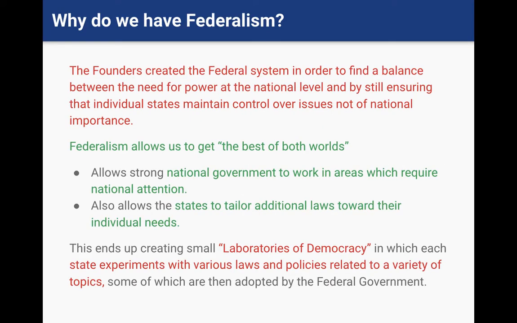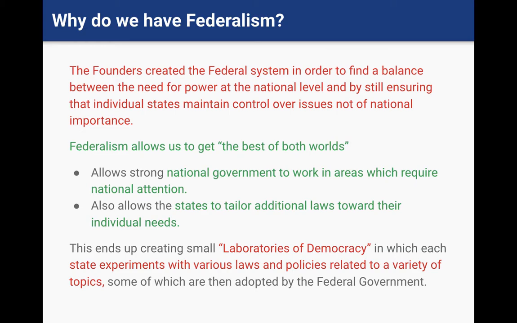Okay? So why do we have federalism? Well, it goes all the way back to the founding of our country. Our founding fathers looked at the situation left by the Articles of Confederation and said, we can't have just all the states having all the power yet because of national threats and other issues. We need to have some sort of unity between the states and some sort of national government. Okay? So we've got to find a balance here.